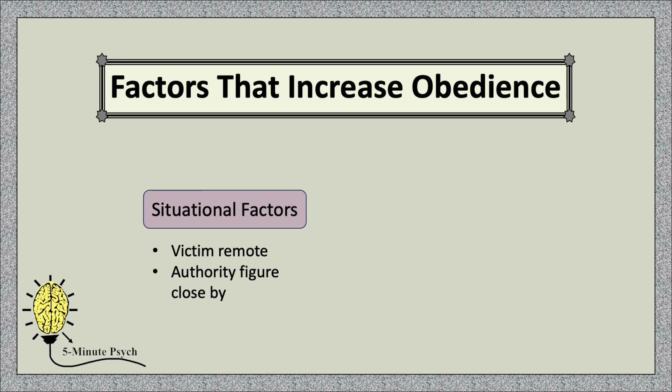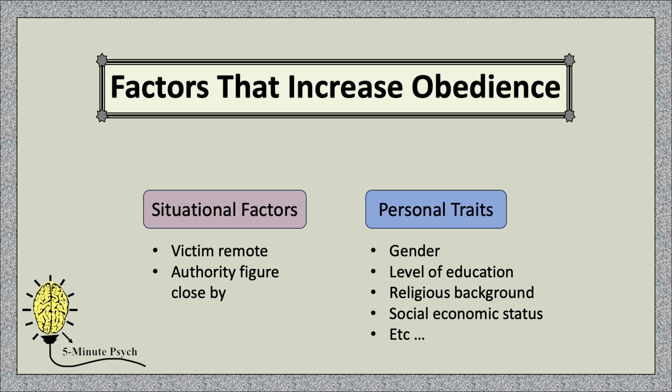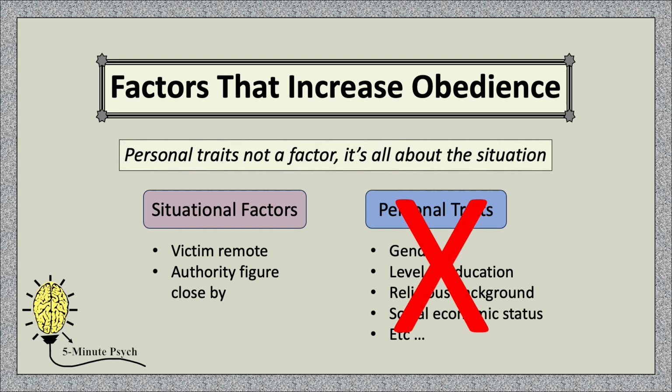But there was no evidence that personal characteristics determined likelihood of obeying, whether the person was male or female, educated or not, religious or not, rich or poor. None of that seemed to matter. It was all about the situation and not personal traits.